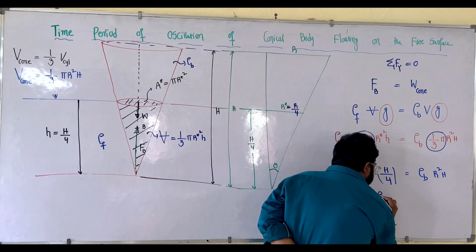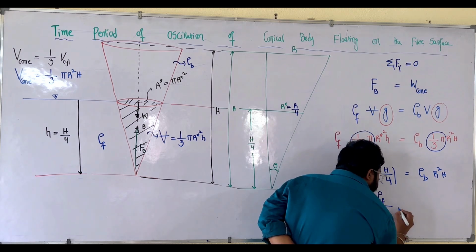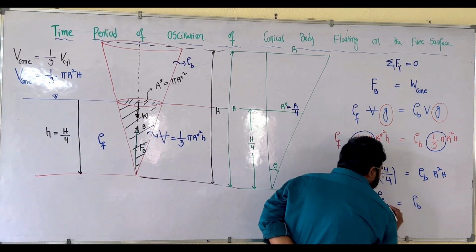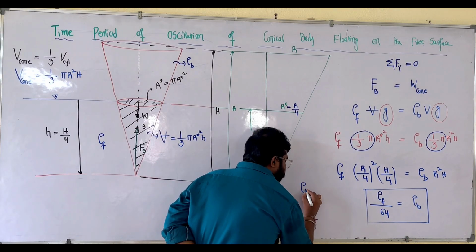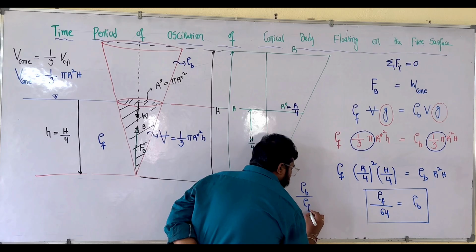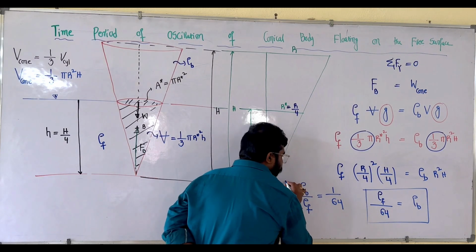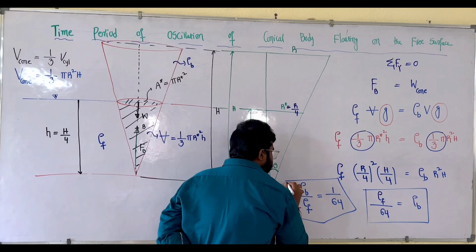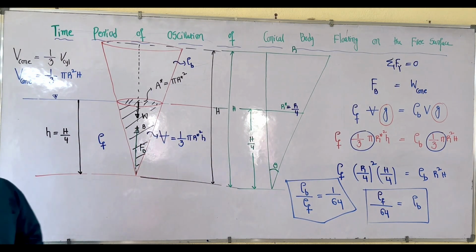How much is obtained? Density of the fluid by 64 equals density of the body. Density of the body by density of the fluid is how much? 1 by 64. Now we need to apply dynamics.